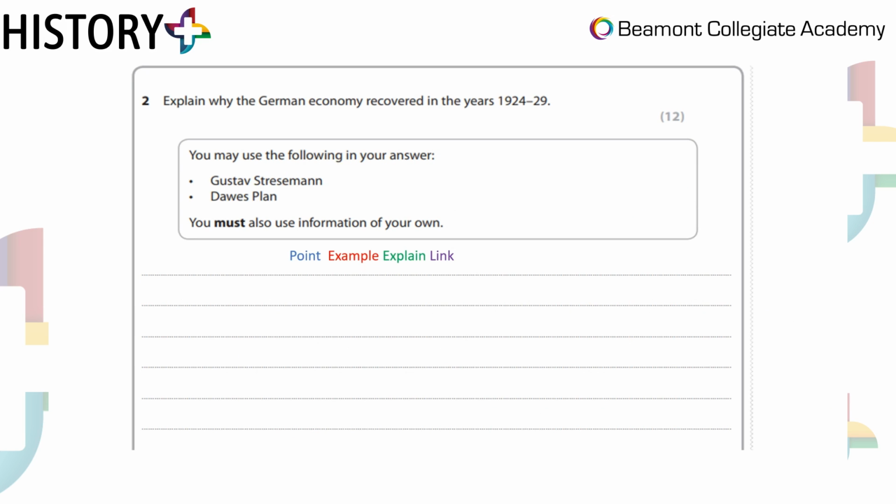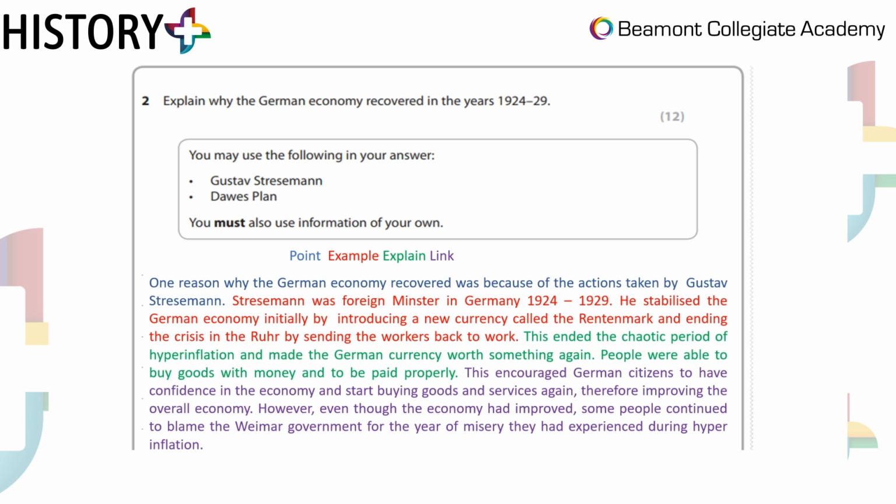So let's have a look at how we might answer this question. It's useful to think of point, example, explain and link for each of your paragraphs if you want to get the very best marks and getting 10 out of 12 on this answer. So I'm going to show you how you might write your paragraph about Gustav Stresemann in this question here. One reason why the German economy recovered was because of the actions taken by Gustav Stresemann. That's my point in blue.